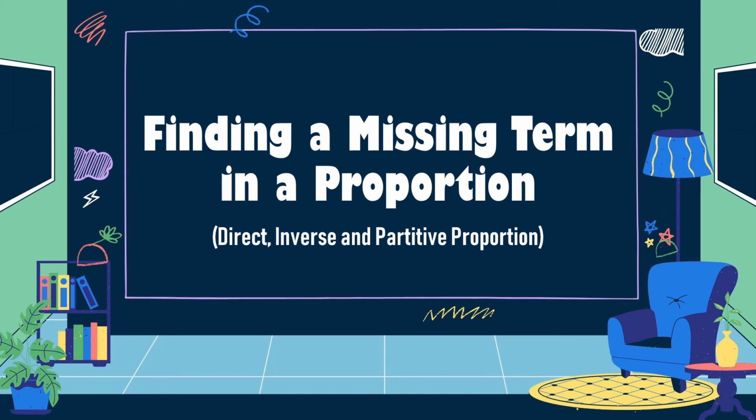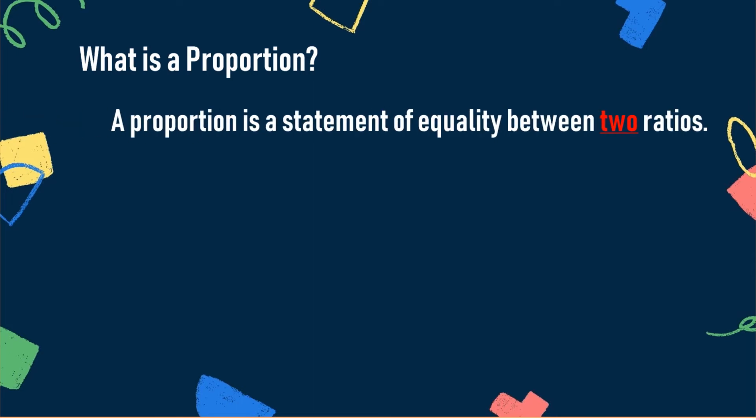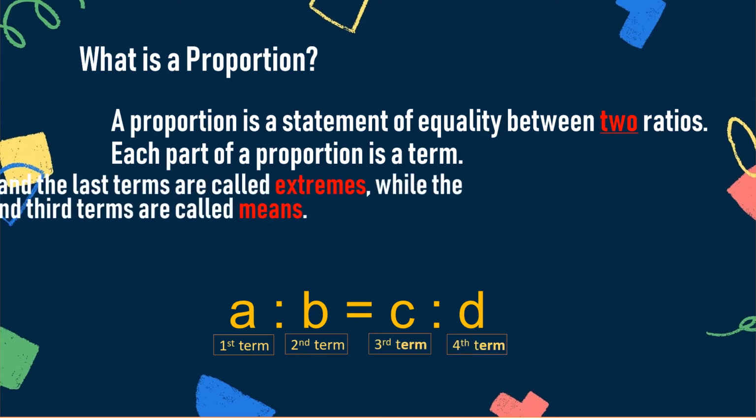Today, our topic is finding a missing term in a proportion. Let's define first what a proportion is. A proportion is a statement of equality between two ratios. If A is to B, it should be equal to C is to D. Each part of a proportion is a term. We have the first term, second term, third term, and the fourth term.